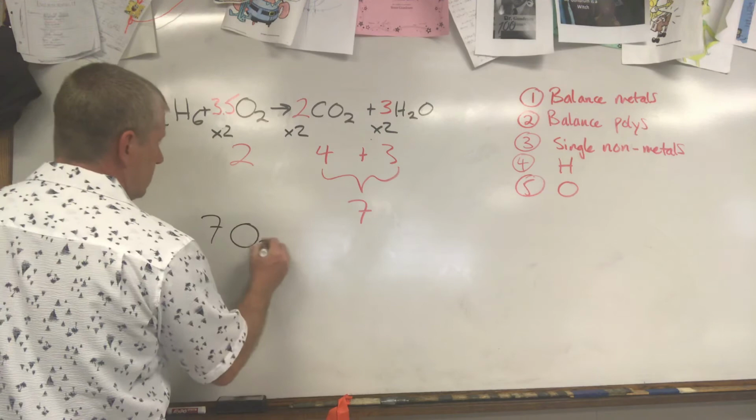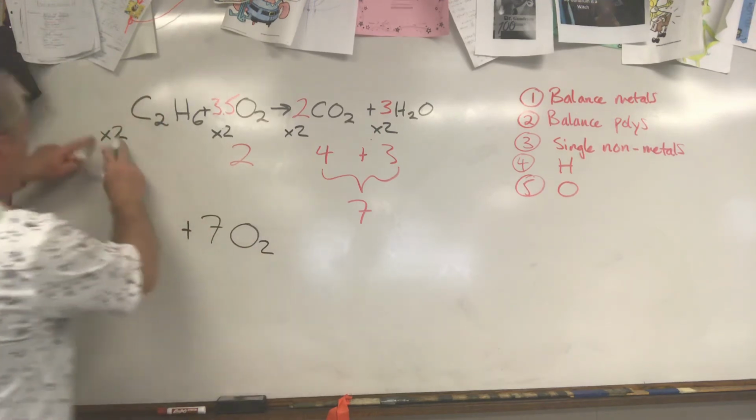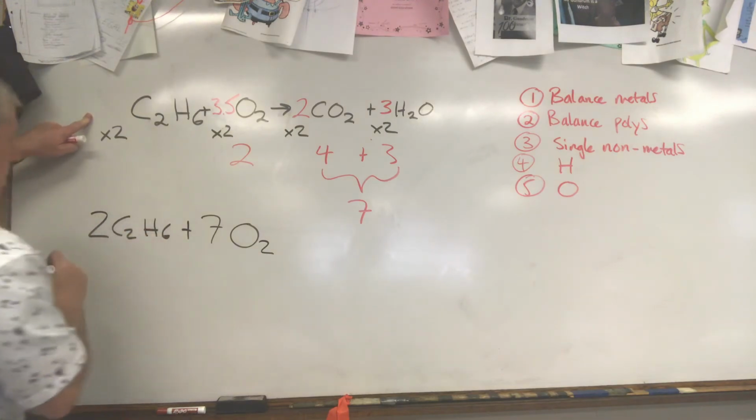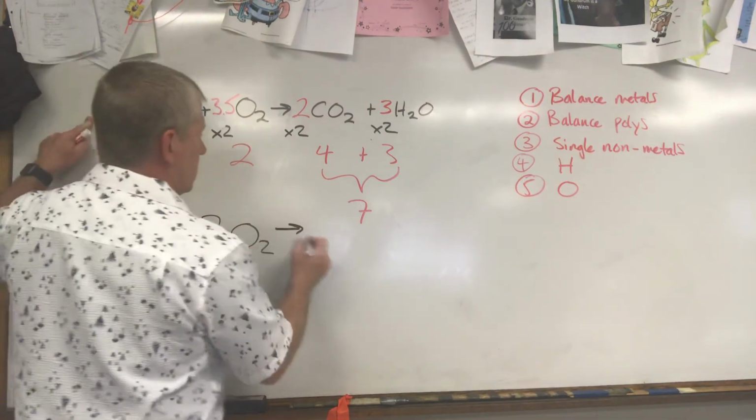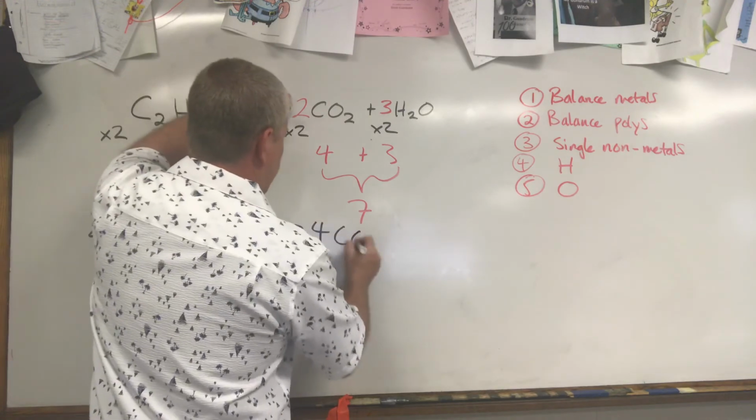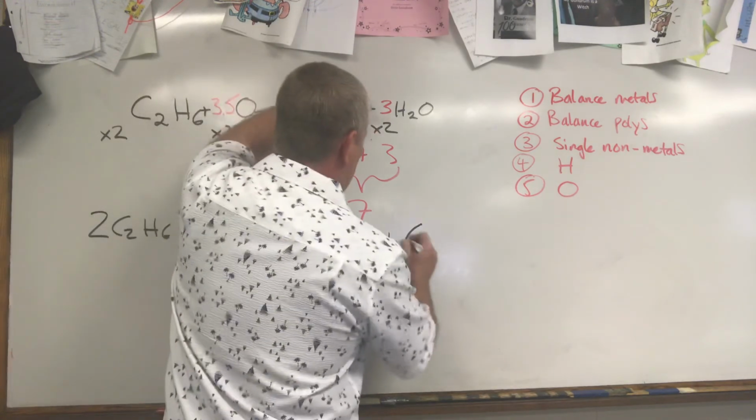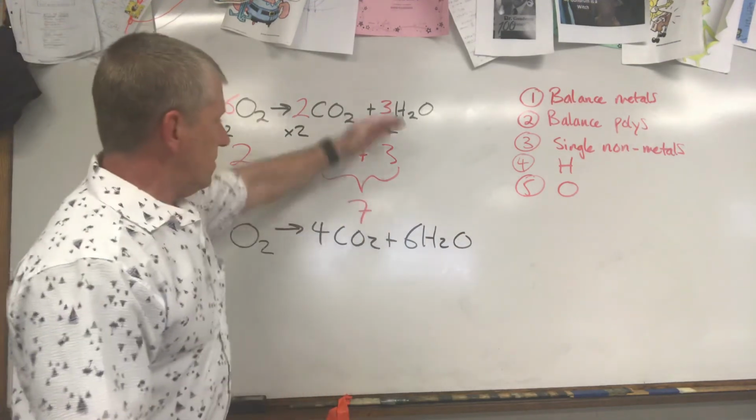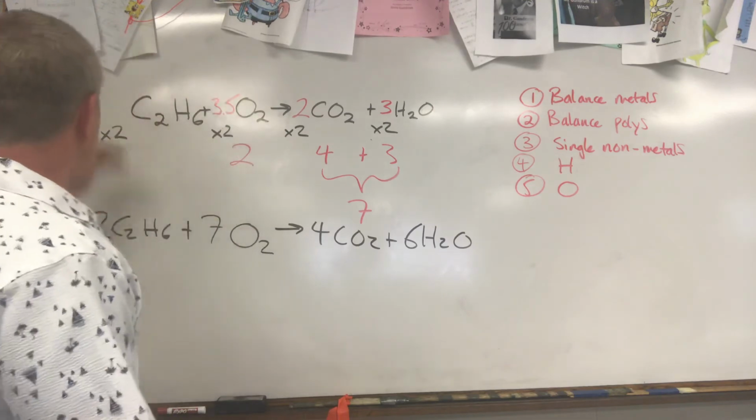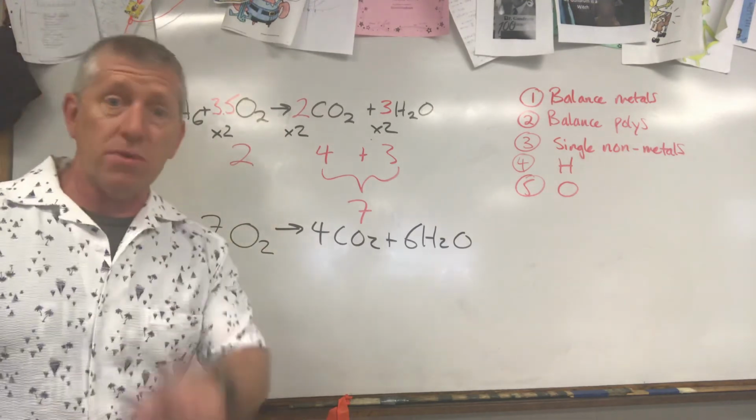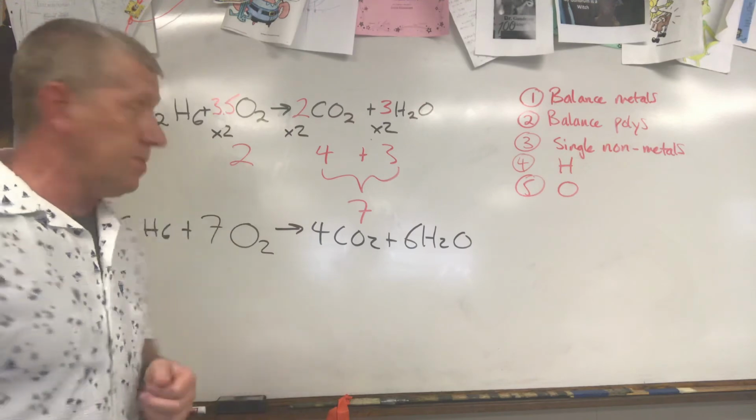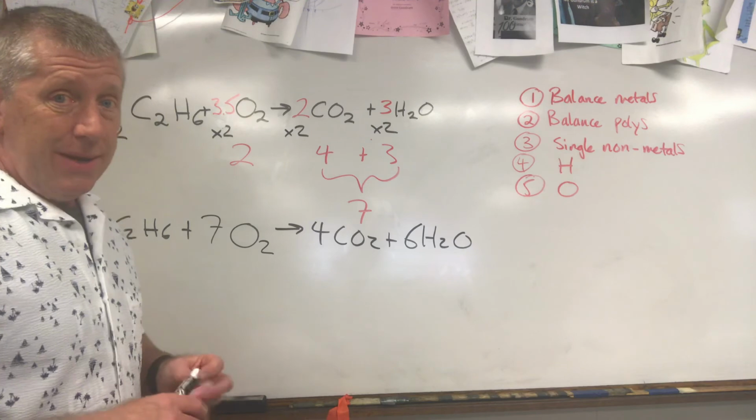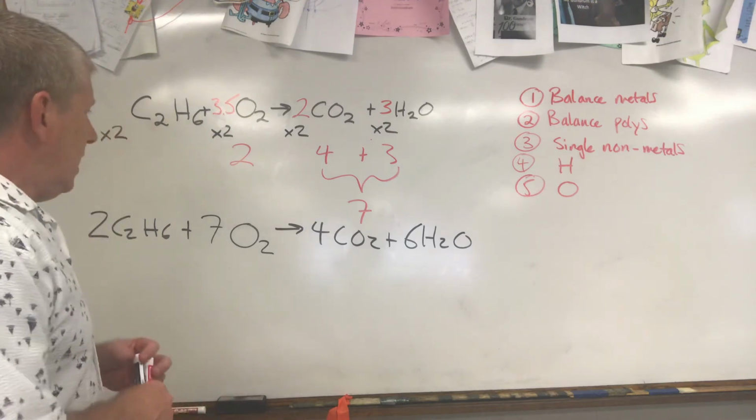That gives me 7 oxygens. 2 times 1 gives me 2 of the ethane, plus 2 times 2 is 4 carbon dioxide, plus 2 times 3 is 6 waters. If you look at that now, the ratio is the same. Same ratio here. And I know I have a balanced chemical reaction without any halves in it, and that's how you should properly express it. So, once in a while, you get one like that. Okay, all right, and that's balanced.